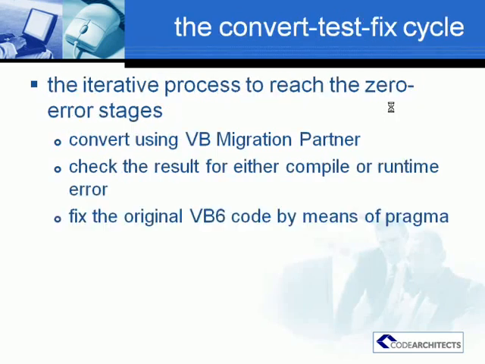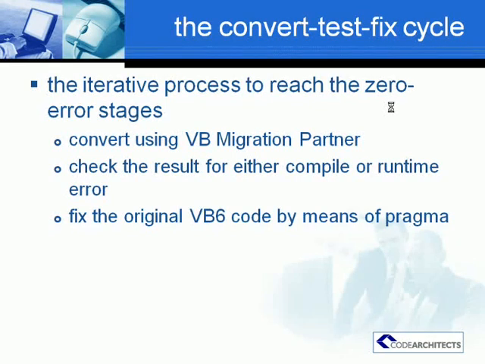So we have two main steps. And the Convert Test Fix Cycle is actually an iterative process that helps you reach each of those milestones. Whenever you want to reach the zero compilation error stage, you start converting. You first convert the VB6 application using VB Migration Partner. You check the result and see whether you have compilation errors. You understand the reason why the compilation error is produced, and you fix the original VB6 code to avoid this problem. But the key point here is that you don't touch the VB6 executable code.